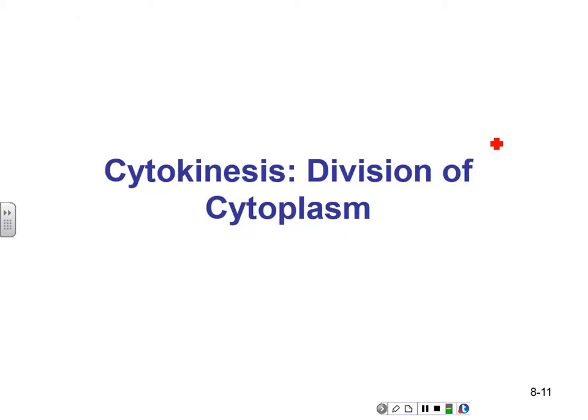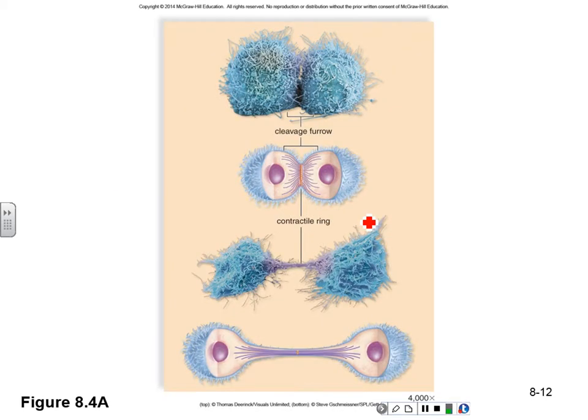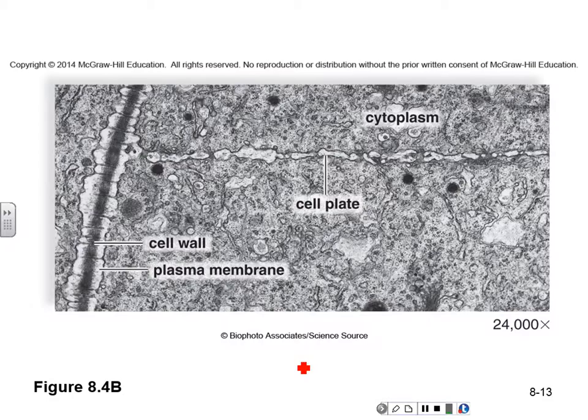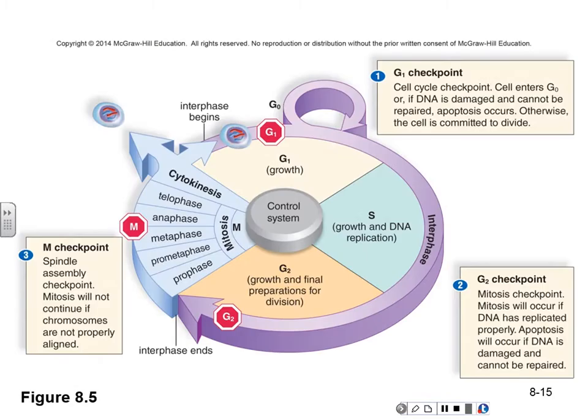So here's that word cytokinesis, or we're dividing the cytoplasm between the two daughter cells. And here's a better picture if you want to see the cleavage furrow. Basically, it's a contractile ring that pinches from the inside, and then eventually we separate these two daughter cells. Here is a cell plate. You can see the wall, the cell wall, is being made in the middle.